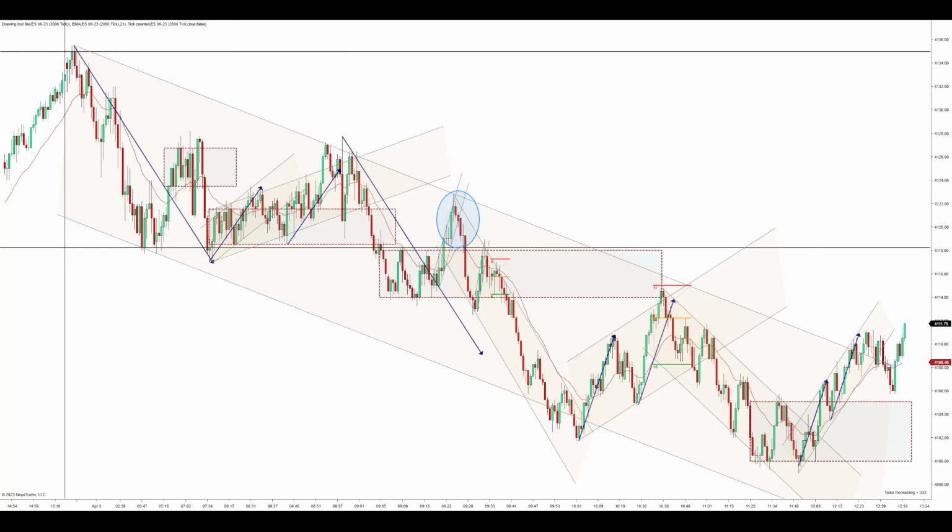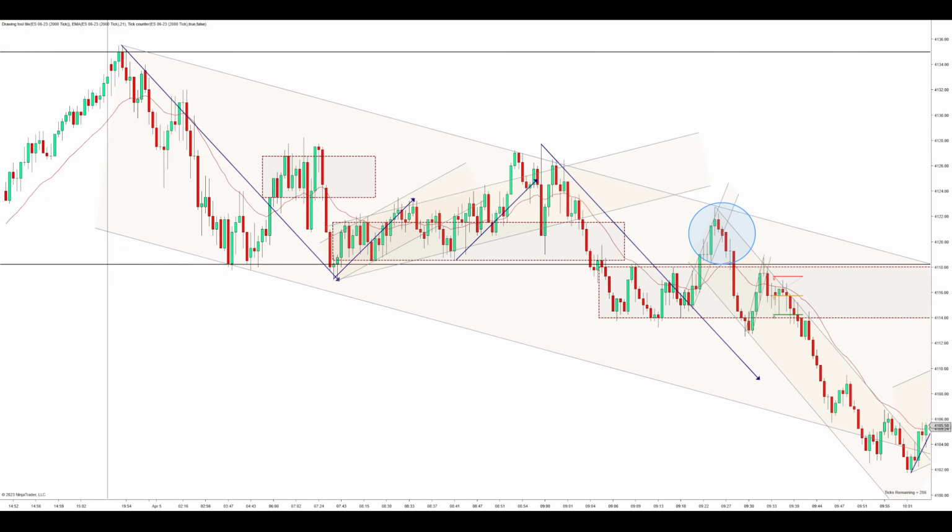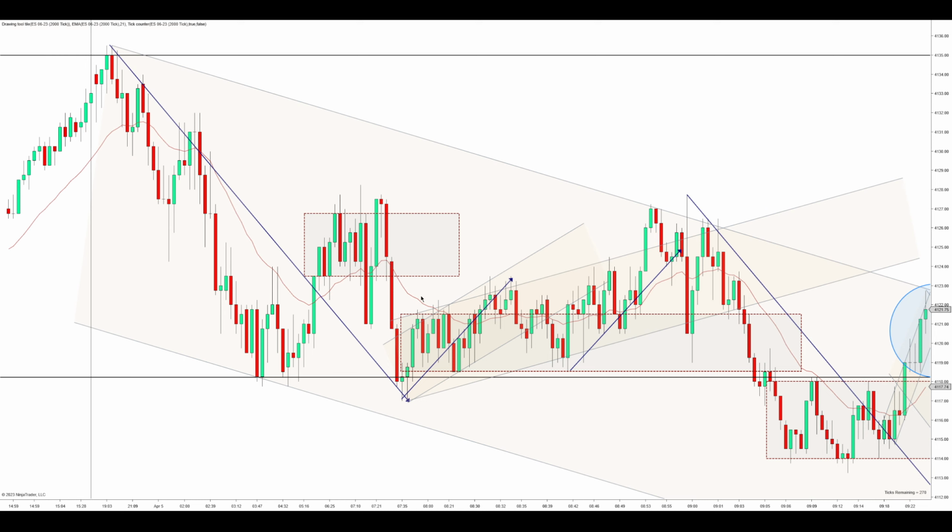I'm trading the ES futures on a 2000 tick chart with a 21 EMA. So I've got my overnight highs up here, overnight lows down here. Now, zooming in here, 8 o'clock is around this area right here.